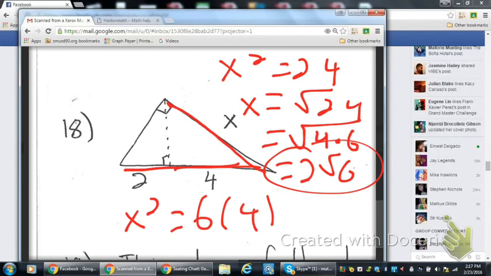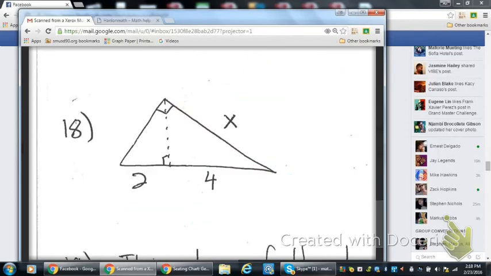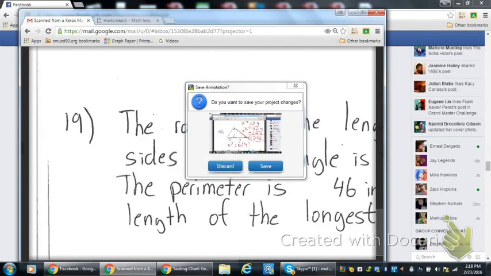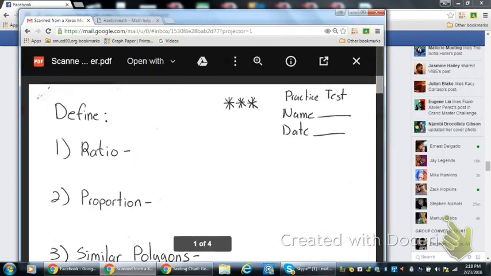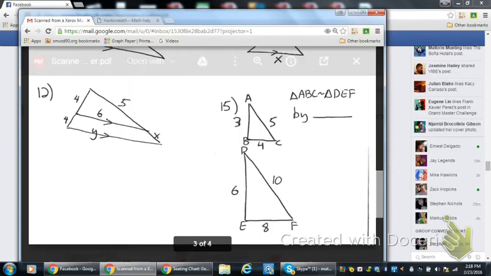19. Do 19. Whoa. So we got one more left.